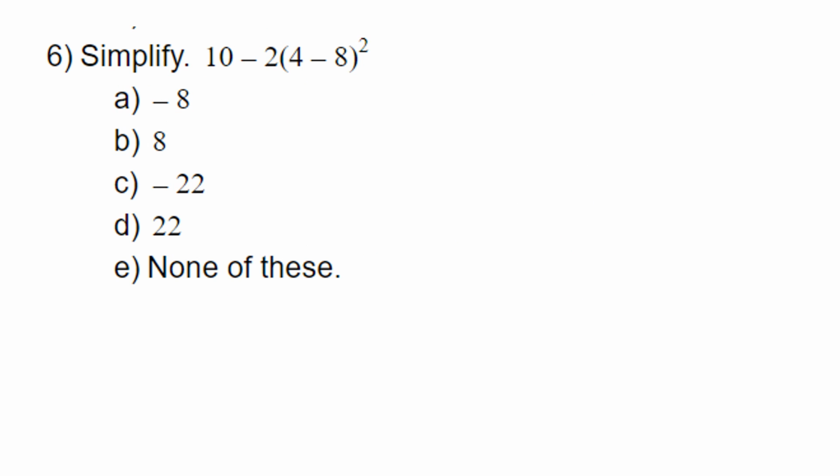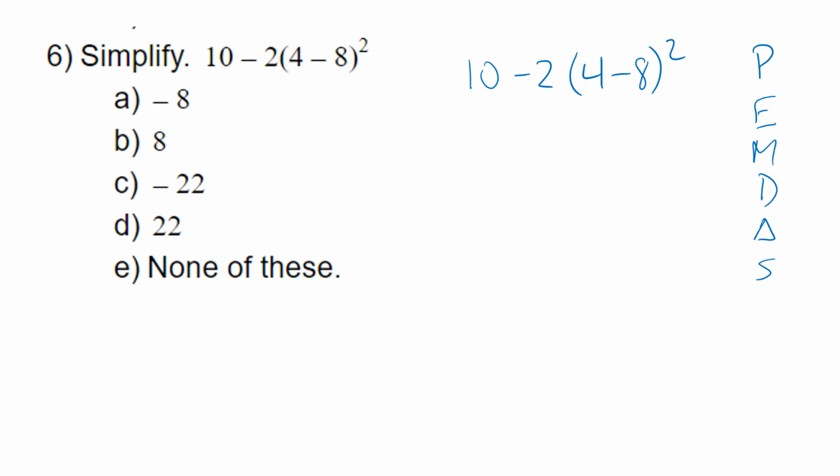All right, I'm going to write this one down here. 10 minus 2 times quantity 4 minus 8 all squared. PEMDAS. Okay, so parentheses. Do that first. 4 minus 8, that is negative 4. Squared. Notice how I'm writing everything down there. Now, exponents. That means negative 4 to the second power. Negative 4 to the second power means negative 4 times negative 4, which is positive 16. And then I'm going to write down all the other stuff.